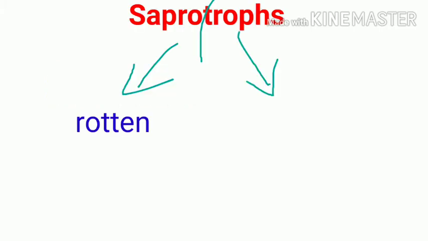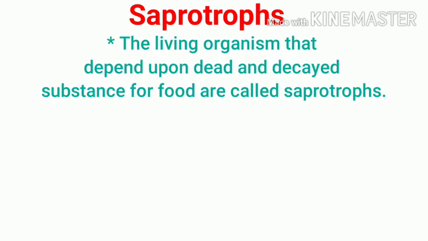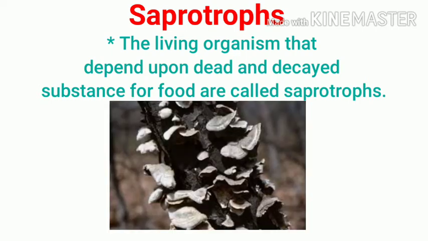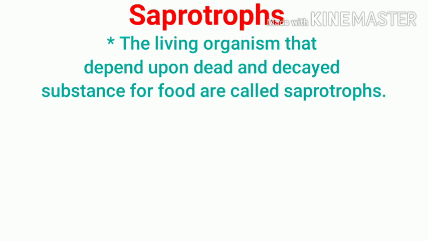Next, we are going to see about saprotrophs. Sapro means rotten, trophs means nutrition. Here, the living organism depends upon dead and decayed substance for food. For example, you can see the fungi growth on the bark of the tree during rainy season. Why? Because somewhere the bark has started decaying or is about to rot. That's why.